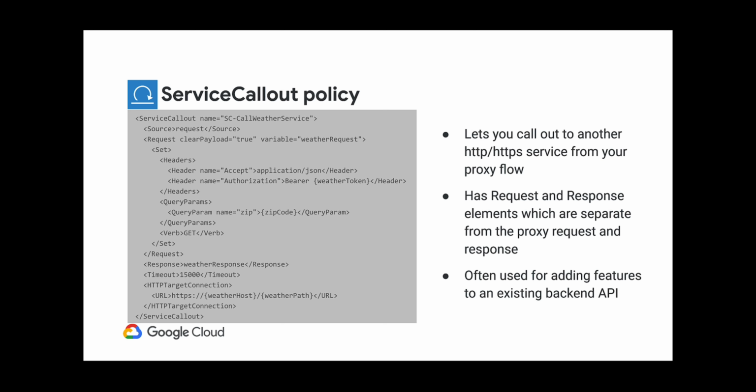So this is the primary way to implement orchestration in Apigee, the service call out. It allows you to call to another HTTP or HTTPS service from your proxy flow. So you just configure the request details, the header, the query parameters, the payload separately from the original proxy request and response. So this is often used to add features to an existing backend API. So for example, someone calls your API, you need a bit of extra information from another system, you can call out to that system, get that data back, and then you can use the assign message policy to massage the payload and then push it to your final endpoint.